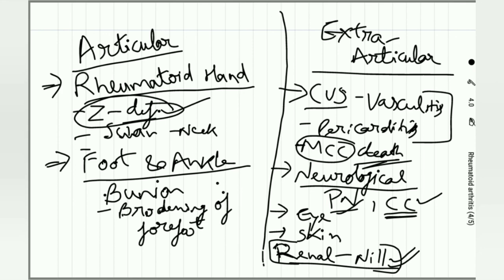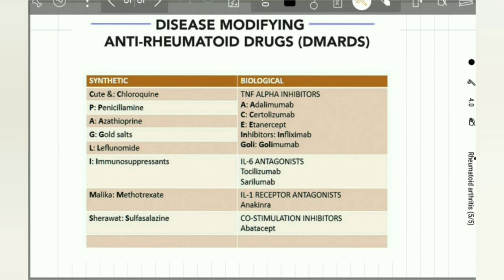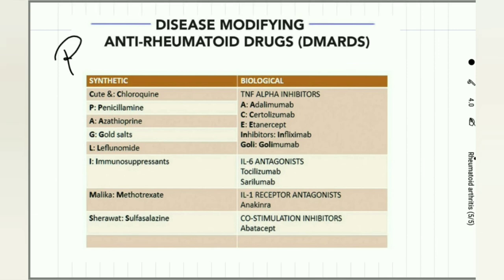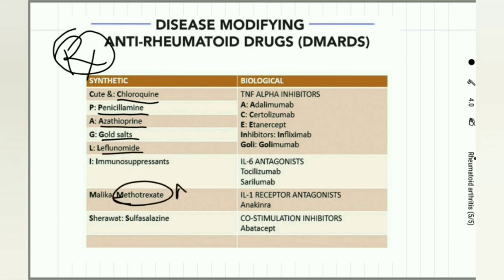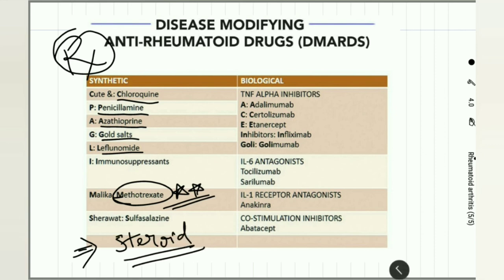So now let's discuss the treatment of rheumatoid arthritis. The treatment involves DMARDs. DMARDs are disease modifying anti-rheumatic drugs. We have the classical DMARDs and the biological DMARDs. The synthetic drugs that were used previously are chloroquine, penicillamine, azathioprine, gold salt, leflunomide, and methotrexate, which is the most important, previously and now also for the treatment of this disease. Methotrexate is very important. Along with this, we also give steroids for immune suppression so that the disease and the immune part can be suppressed.